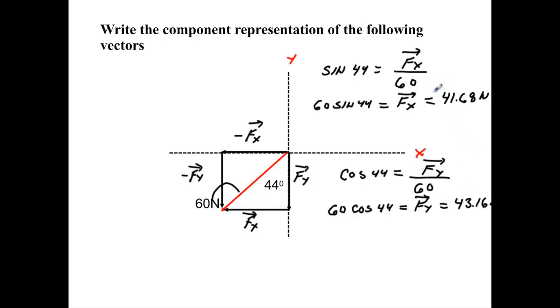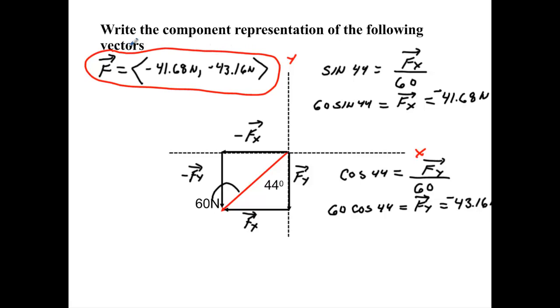Again, I'm going to come back here and change my signs. This is going to the left. This is going down. So the way I would show this, I would show my F vector equal to, I'm going to put the components. I got minus 41.68 newtons and negative 43.16 newtons. Okay, and that would be their answer to that one. And that's how you do component form.